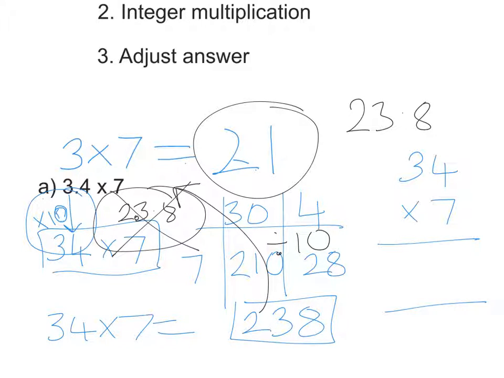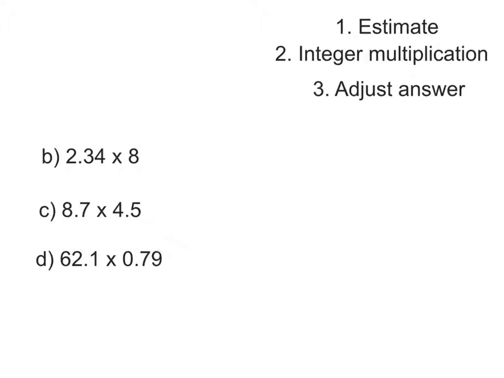Right, let's look at a couple more examples. Okay, let's have a go at these ones then. Now from the drill, we should already know some of the information which is going to help us with these. So for B, stage 1, I'm going to estimate, so that would be 2 multiplied by 8, which is 16, so I'm going to expect the answer to be around 16.